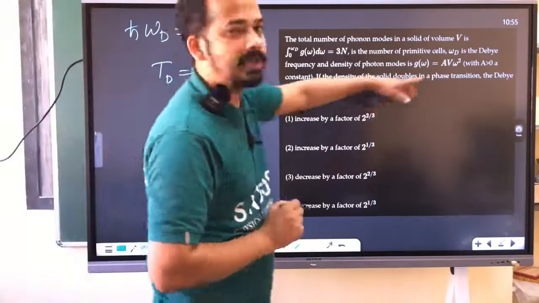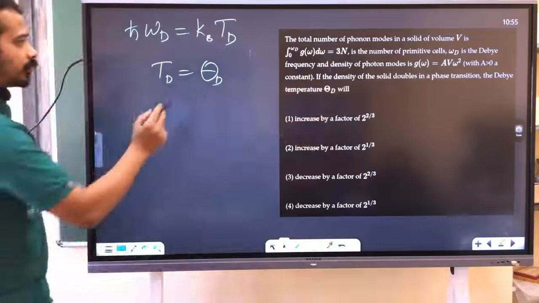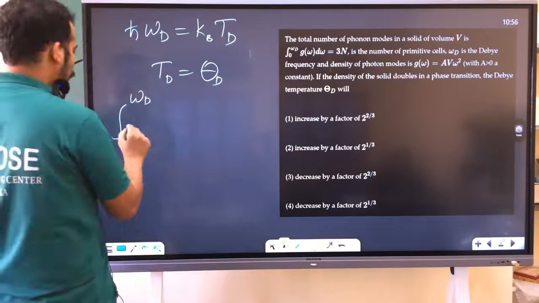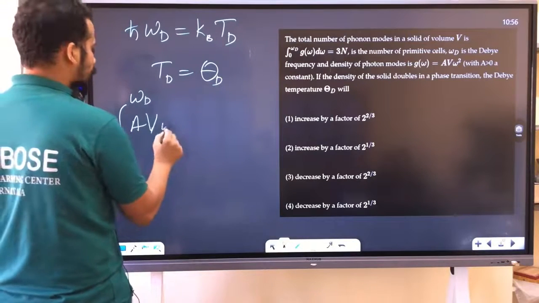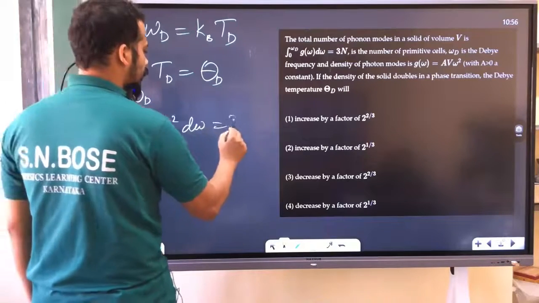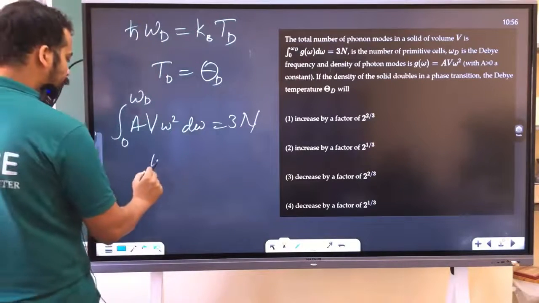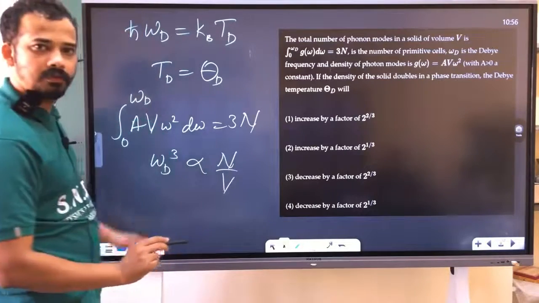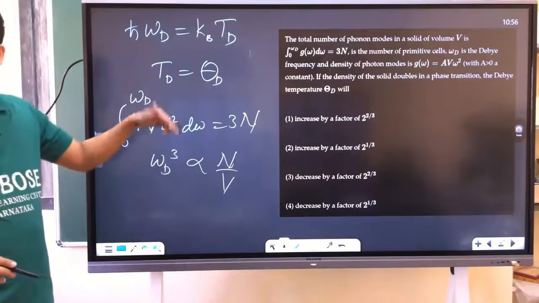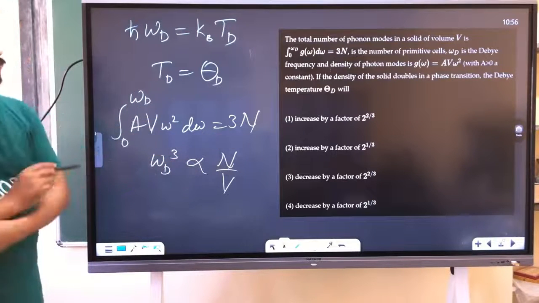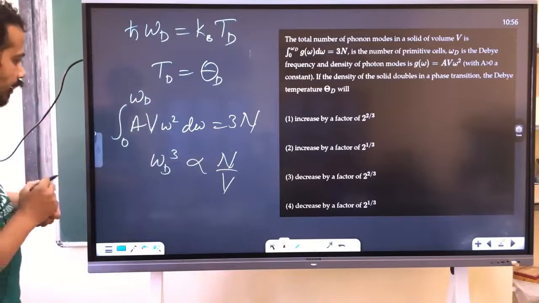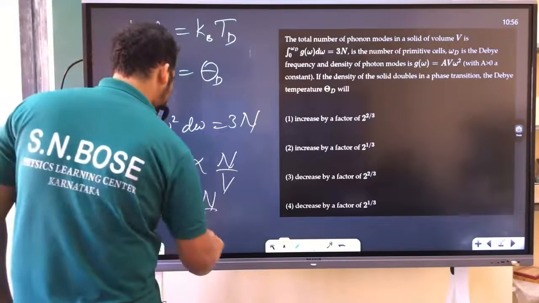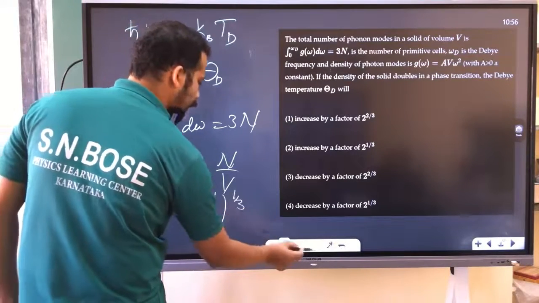He has given everything here, whatever you need to do the problem. From 0 to omega D, he has given G of omega. So the integral of A V omega squared d omega equals 3N. That means omega D cubed is proportional to N by V. The same thing happened: omega D cubed by 3, with volume V here. So omega D is proportional to (N by V) to the power 1 by 3.